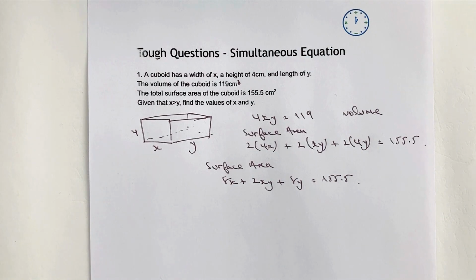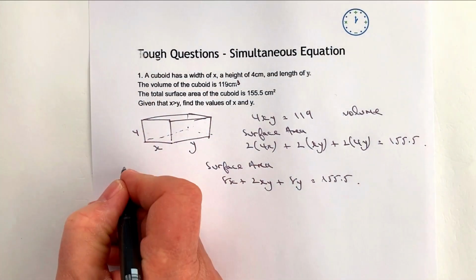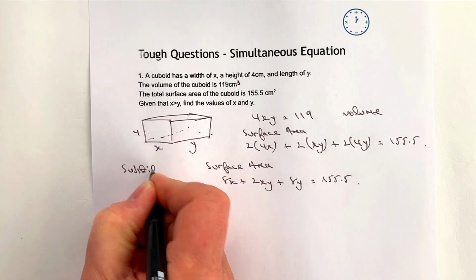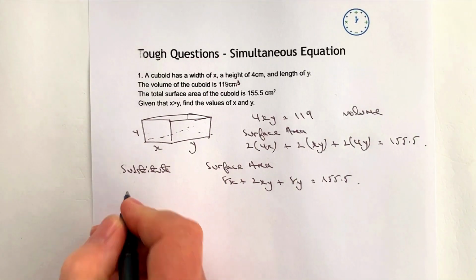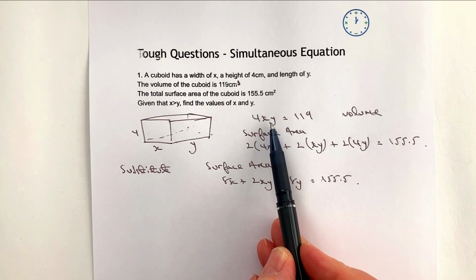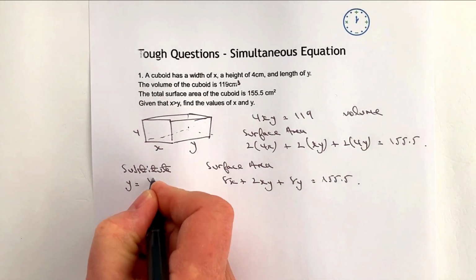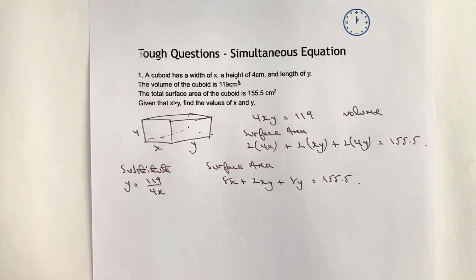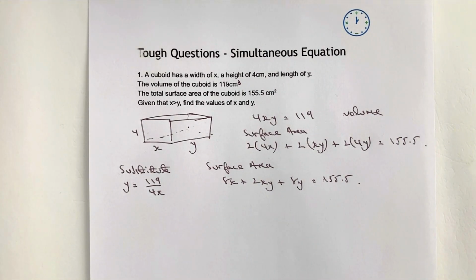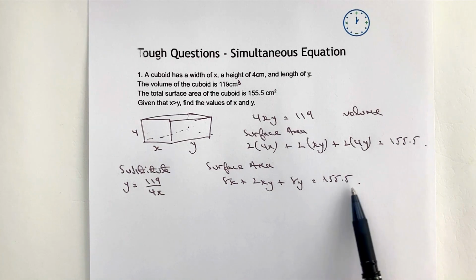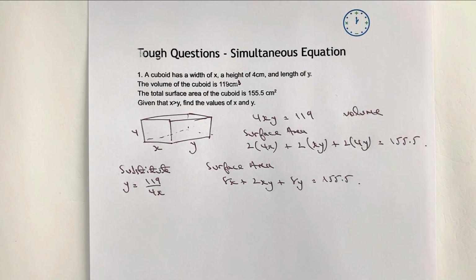And then I'm going to use the technique of substitution. So what I'm going to do is substitute the value of y, and if I divide both sides by 4x, I'm going to get y equals 119 divided by 4x. Now I must say at this point this is where there is a bit of a departure from a fairly traditional GCSE, because the numbers really are quite difficult to work with. We've got 155.5 and 119, and it just looks like it's going to be quite tough. And indeed it is, particularly when we get to the factorisation stage.